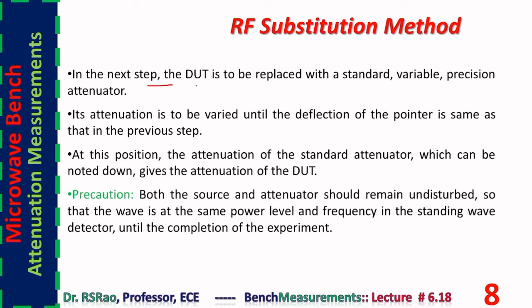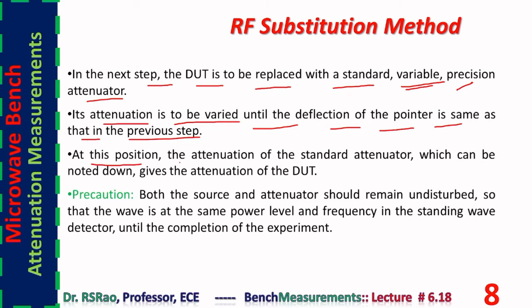In the next step, the DUT is to be replaced with a standard variable precision attenuator. Its attenuation is to be varied until the deflection of the pointer is the same as that in the previous step. At this position, the attenuation of the standard attenuator, which can be noted down, gives the attenuation of the DUT. It is the substitution method. In the name itself, the method that is followed is indicated.